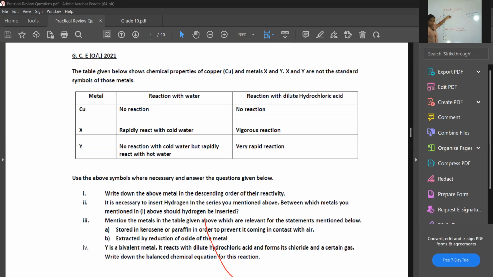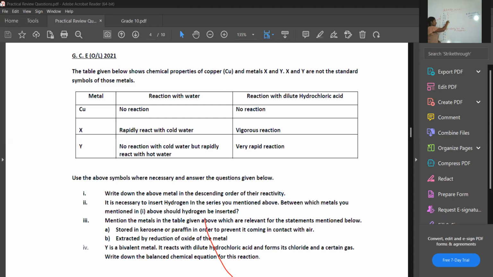So from top to bottom, the reactivity decreases. There are some factors that you have to remember regarding these metals. Mostly the metals at the top of the activity series exist mostly as chlorides in marine water.